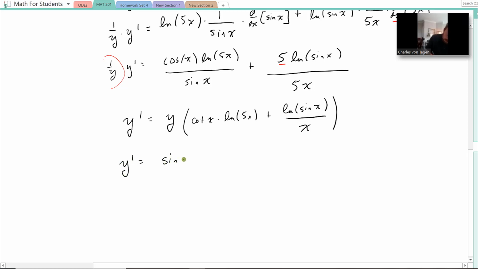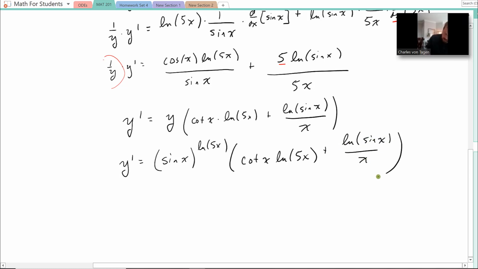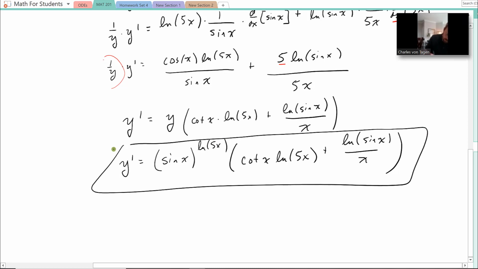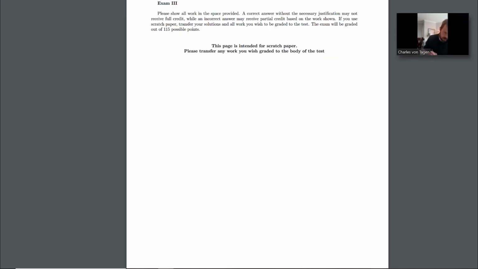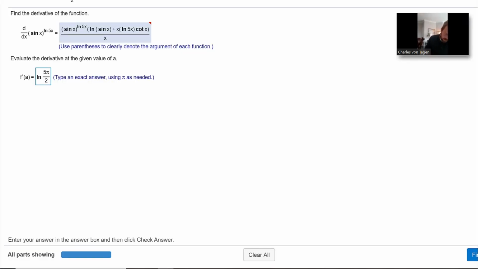Y prime is the sine of x all raised to the natural log of 5x times this long expression here, cotangent x, natural log of 5x, plus the natural log of the sine of x all over x. So this is our answer for the derivative. We can check that in my math lab if we still have that up. Here we go. And that looks fairly similar.